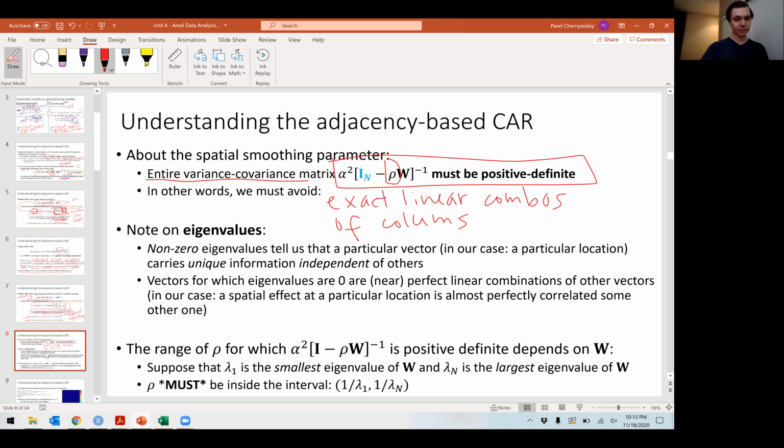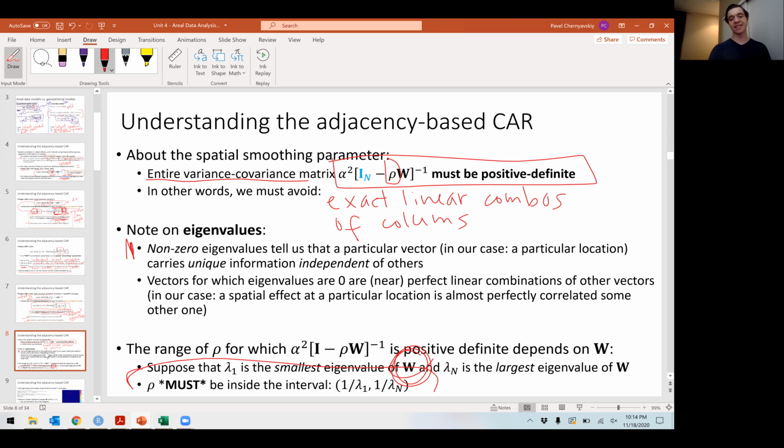By the way, an eigenvalue of 0 indicates that a column is linearly dependent on other columns. So we really want to avoid eigenvalues of 0. The range that rho must fall into is the interval between 1 over the smallest eigenvalue and 1 over the largest eigenvalue of the spatial adjacency matrix.